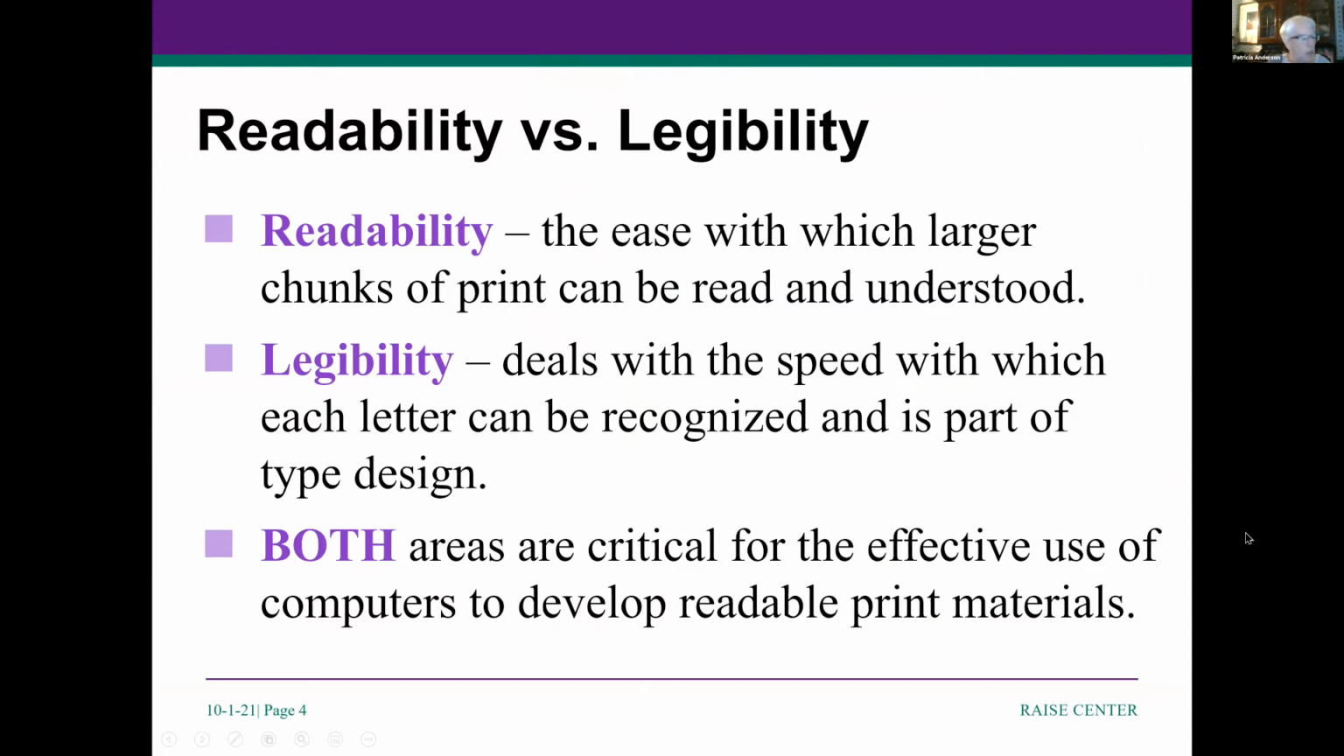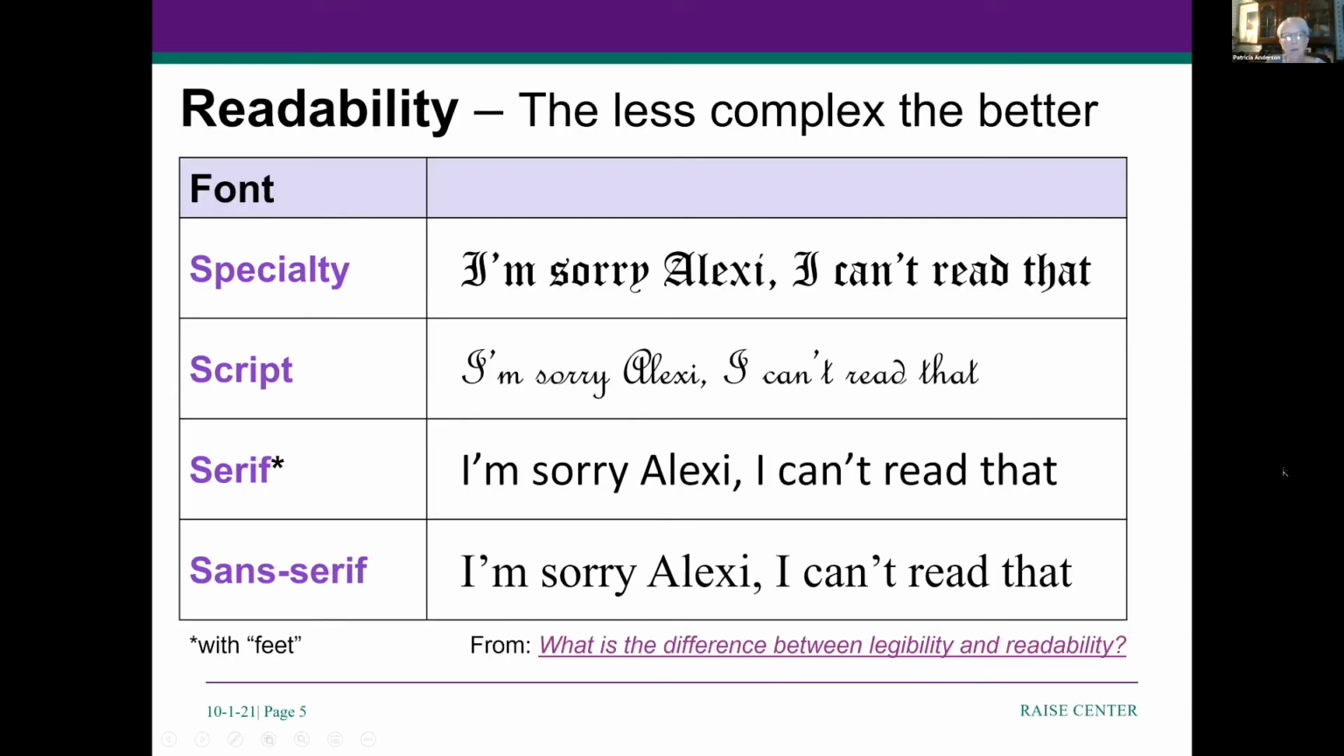So two of the key areas that we have to pay attention to when we're talking about readable text are readability and legibility. Readability is defined as the ease with which larger chunks of print can be read and understood, like articles, paragraphs. Legibility deals with the speed with which each letter can be recognized and is part of the type design. Both of these areas are critical for the effective use of computers when you're developing readable print materials.